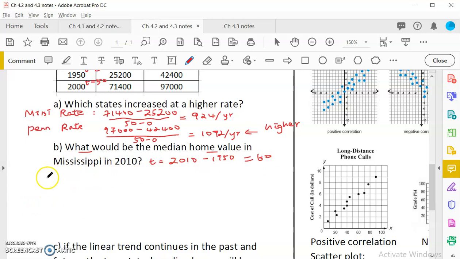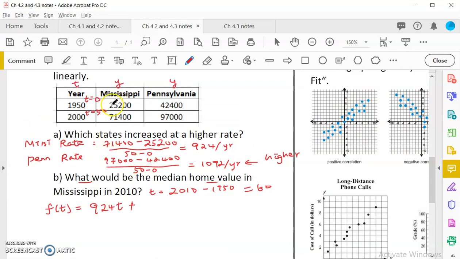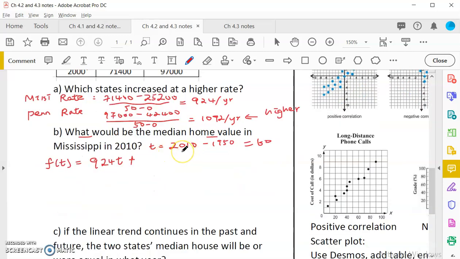That means you would need to find the function for Mississippi. We almost can write the function for Mississippi, right? Because we know the rate is 924. So it's mx plus the y-intercept. Y-intercept is when t equals 0. We have it, 25,200. So we don't need to use point-slope form. If you want to, you can too, but it is faster that way. So we have the Mississippi function, and we just need to plug in 60.